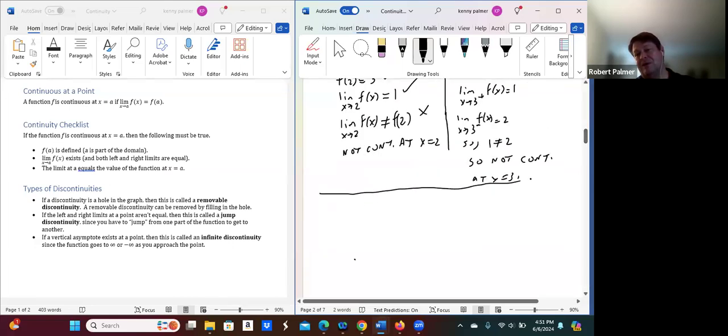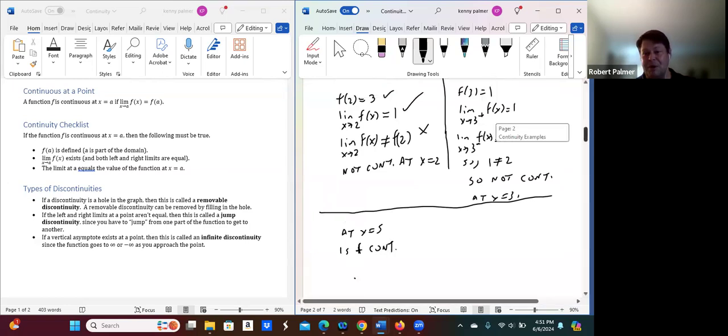Just draw a line, and we'll take a look at that one. This time, let's look at x equals 5. So once again, is our function f continuous at that point? If I can clearly say it's not, let's explain why.